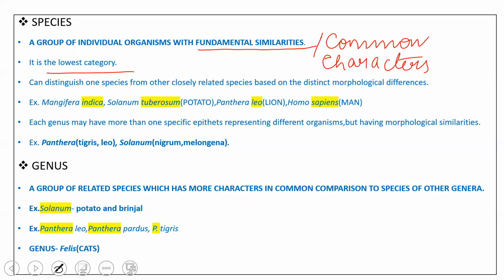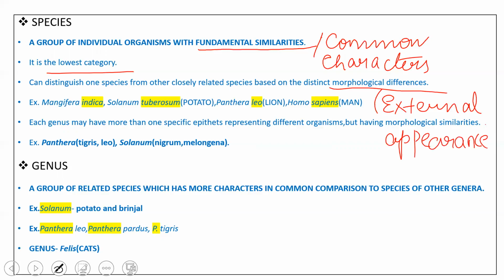So we can also say that one can distinguish one species from another, closely related species, based on the morphological differences. When we look into an organism, based on just the external appearance, morphology is nothing but the external appearance. Based on this external appearance, we can make out whether the organisms are similar or dissimilar, whether they have common characters or certain differences. Let us look into an example and understand this even better.